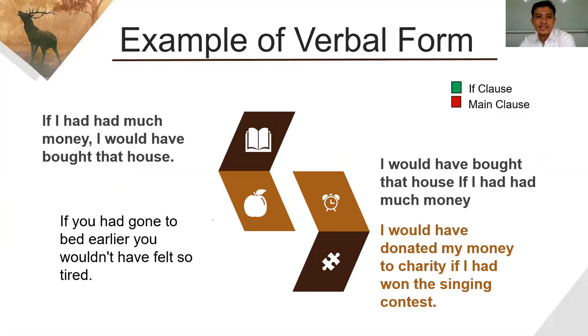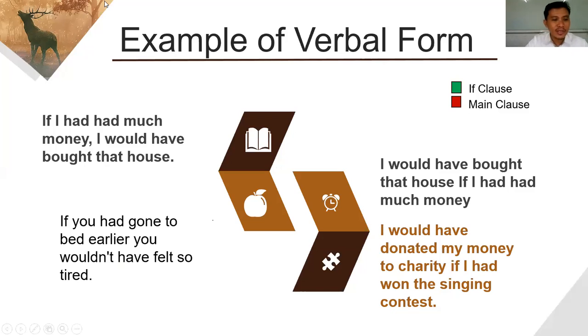Okay, this is another example of the verbal form, a verbal sentence that has a verb. If I had much money, I would have bought that house, like the previous sentence. Now, if you had gone to bed earlier, you would not, or you wouldn't have felt so tired.